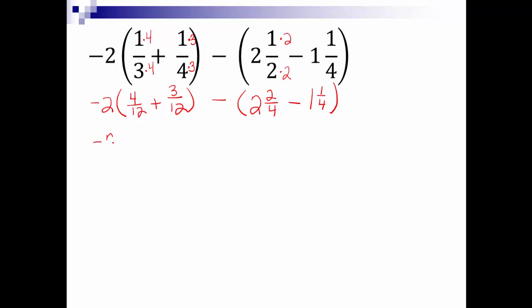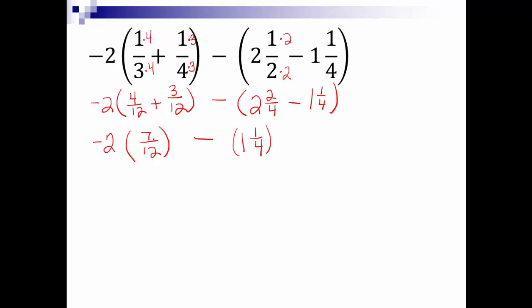Now I'm going to go on to my next step. I need to get a single value within this set of parentheses. 4 plus 3 is 7. So that's 2 times 7/12 minus, inside this set of parentheses, 2 minus 1 is 1. 2 minus 1 is 1, so that's 1 1/4. And now I have a single value within that parentheses. I can continue to put the parentheses around it. I don't have to. Doesn't make a difference.